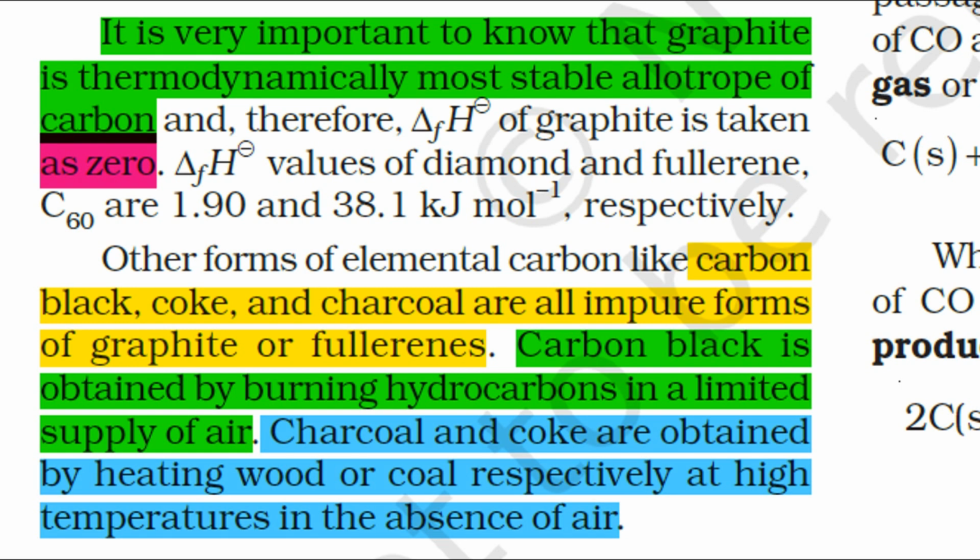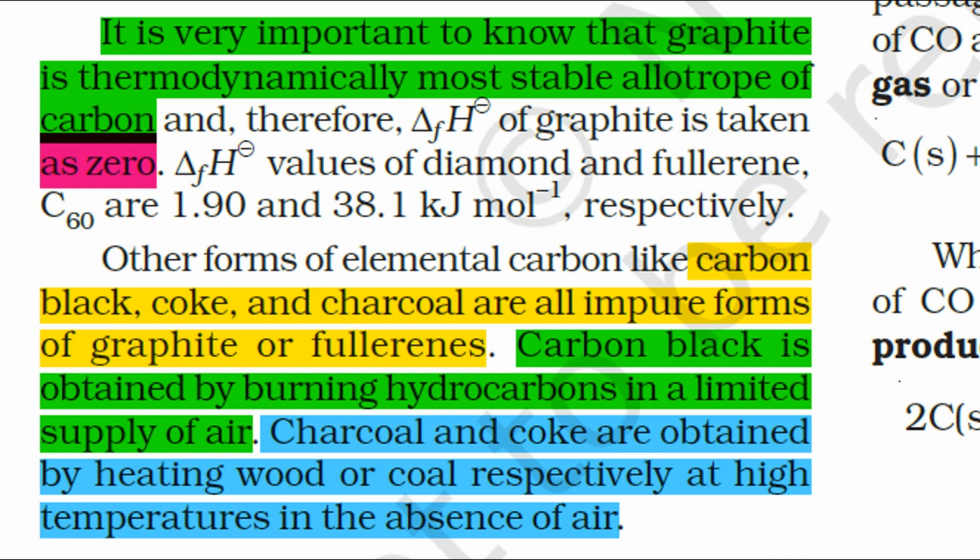So next, graphite is the thermodynamically most stable allotrope of carbon and therefore delta f H of graphite is taken as 0. So remember this carefully. If a question asks what is the thermodynamically most stable allotrope of carbon, then its answer is graphite, not diamond, not fullerene. The reason is graphite has a great van der Waals force of attraction in between its layers and also delocalized pi electrons, which makes graphite's melting point more than diamond. So it's thermodynamically more stable than diamond. This is another reason why graphite is used as a dry lubricant in machines running at high temperature.